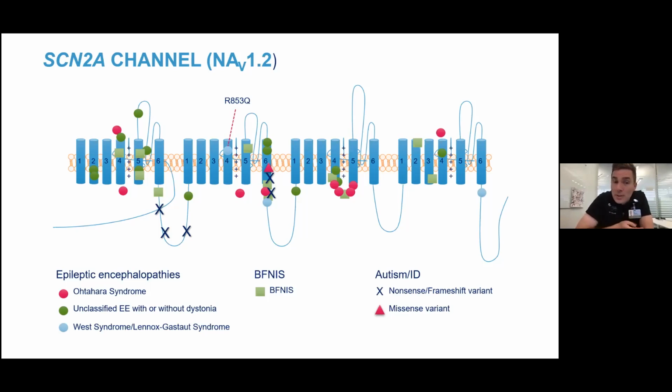And what you can also see is that there are different changes in the SCN2A gene that we have annotated by different colors. They just refer to different clinical presentations. Next slide.